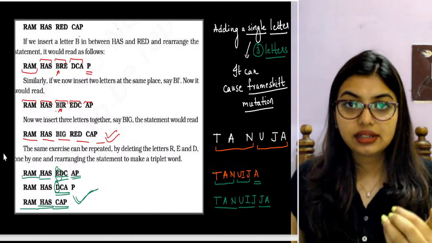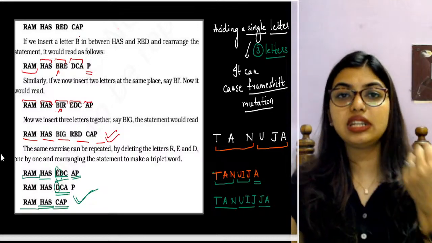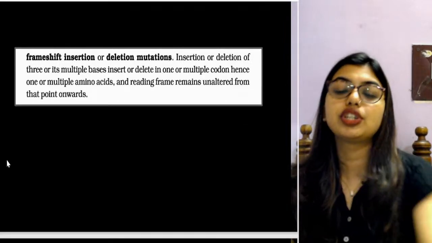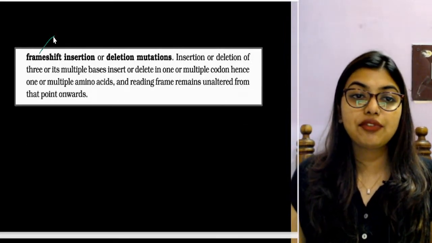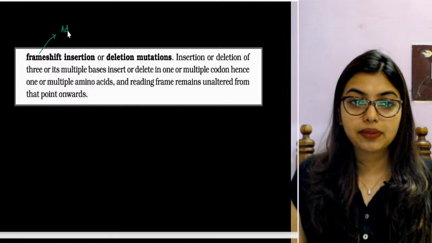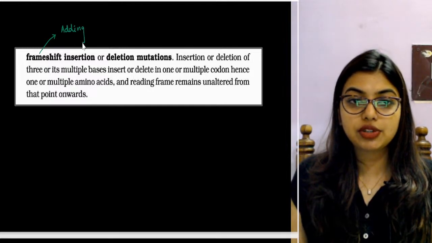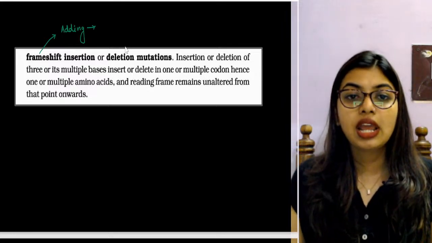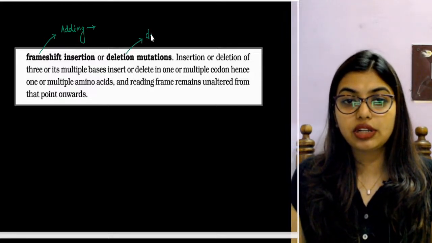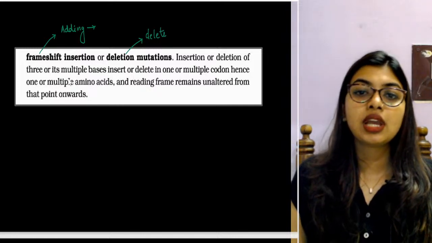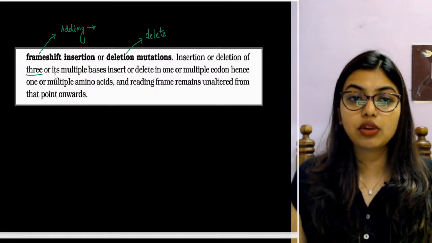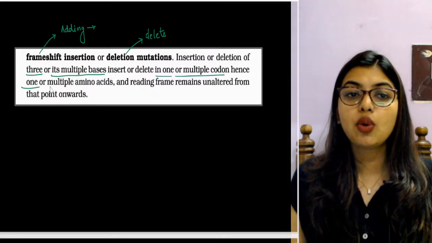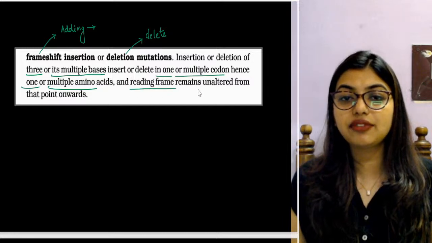When we add, we should add up to 3 letters. When we delete, we should delete up to 3 letters. Otherwise this will cause your frame shift mutation or deletion mutation. If we are adding, it will lead to frame shift mutation because we are not able to read it properly. The entire frame is getting shifted. If we are going to delete, it will lead to deletion mutation. So insertion or deletion of 3 or multiple bases, insert or delete in 1 or multiple codon, hence 1 or multiple amino acids, and reading frame remains unaltered.